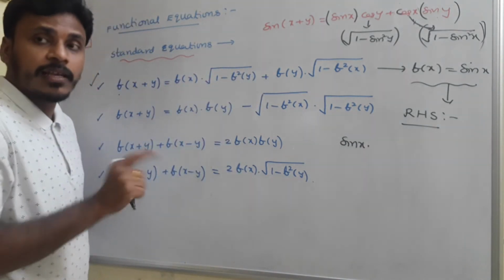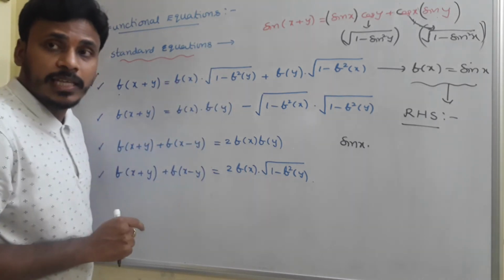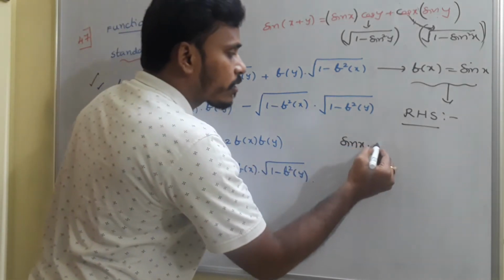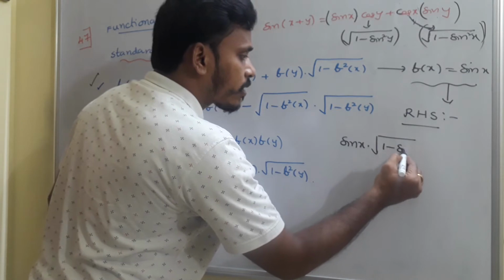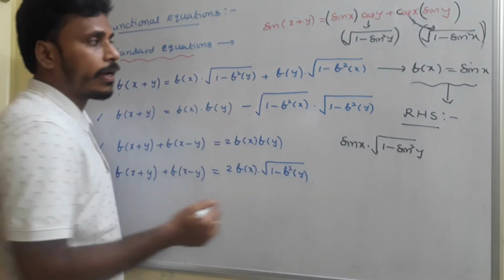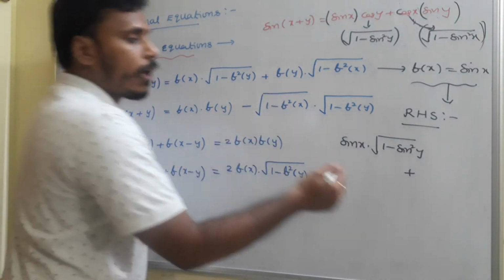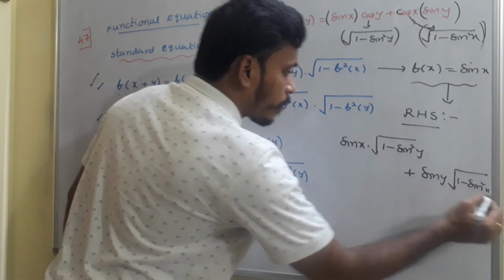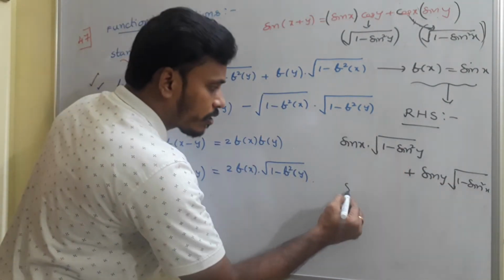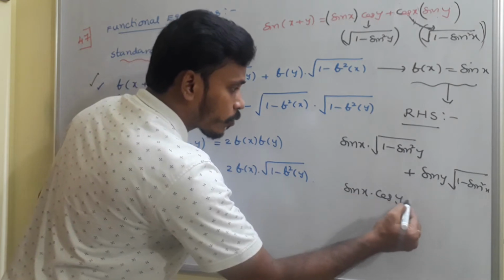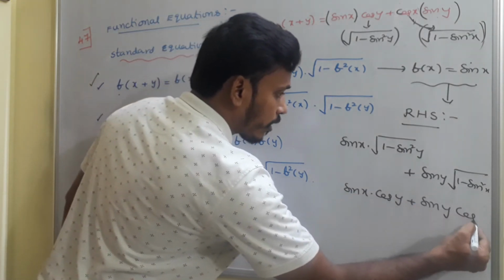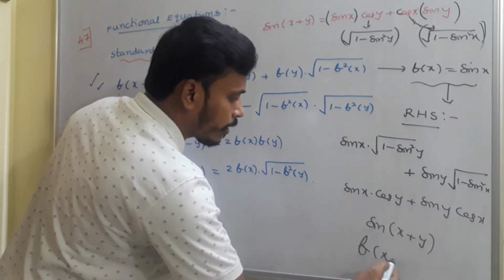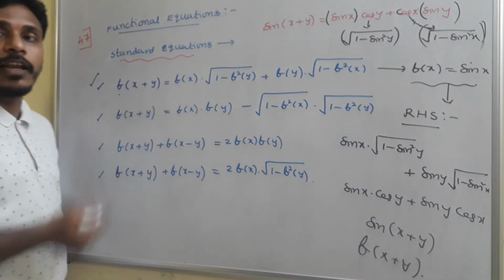Since f(x) is sin x, f(y) is sin y, f square y is sin square y. 1 minus sin square y is cos square y, and root of cos square y is cos y. Plus f(y), which is sin y, into root of 1 minus sin square x, because it is root of 1 minus f square x. So this is simply sin x into cos y plus sin y into cos x, and this is equal to sin(x+y), and sin(x+y) is simply f(x+y), which is the left hand side.